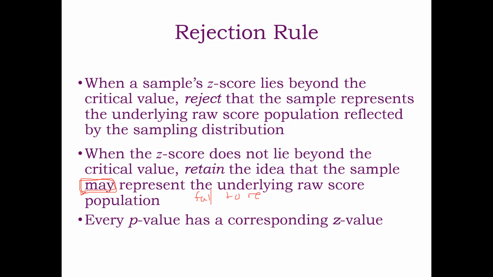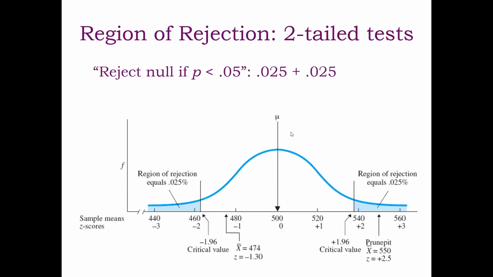And like I said, every p-value has a corresponding z-value. So let's walk through that right here. For example, if our decision rule is reject the null if p is less than 0.05, then if we have a two-tailed test, which just means there will be a difference in either direction, we have to split that 5% up in the two tails.